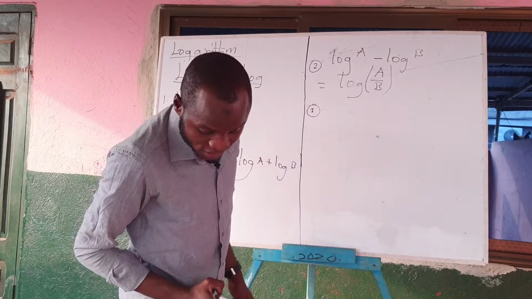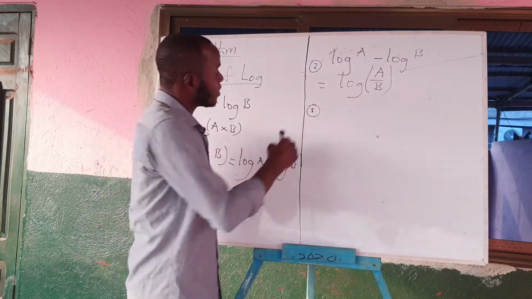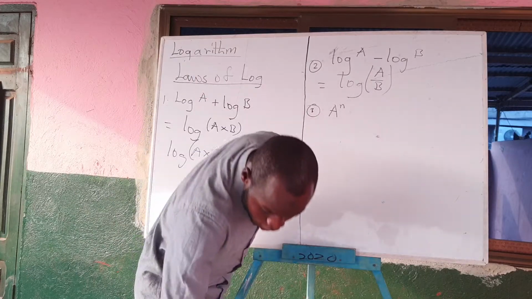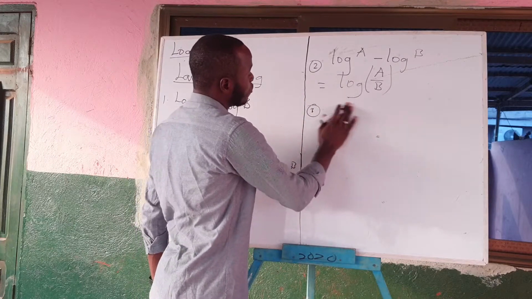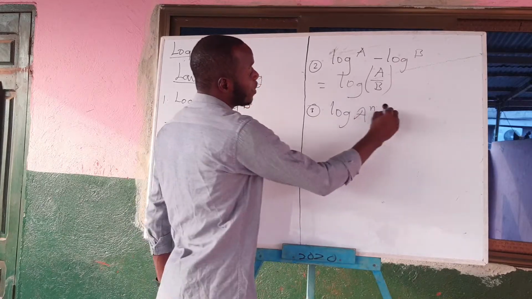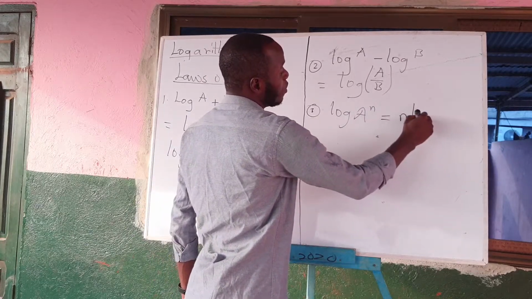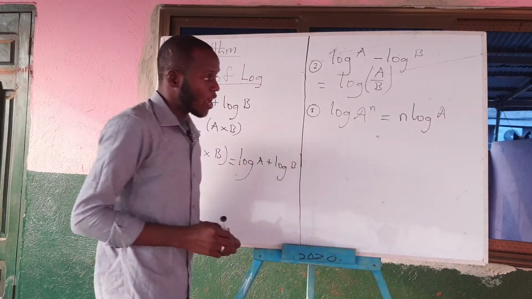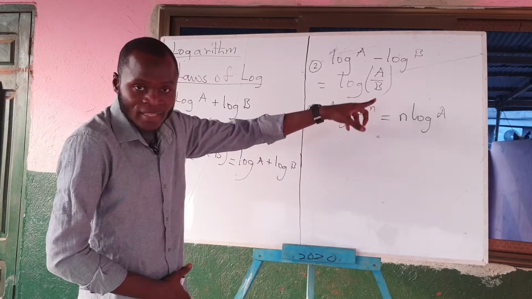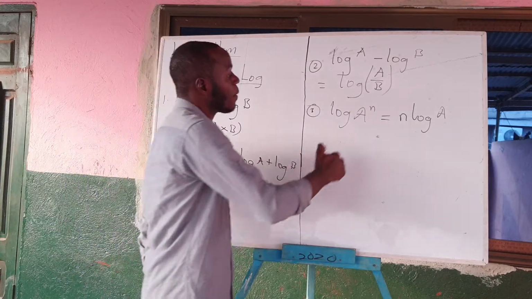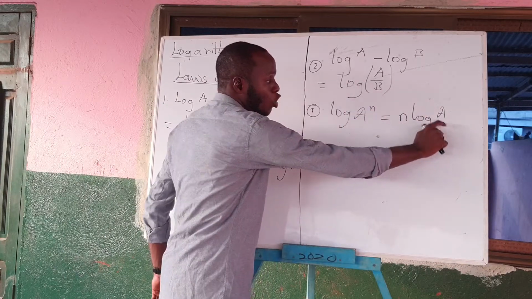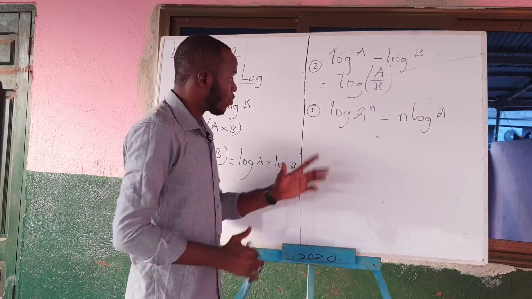The third law says that if you have log of a to the power n, then it should be equal to n log a. So in a nutshell, if you have a log of a certain value and that value has a power, or an exponent, then you can rewrite it by bringing the exponent to multiply the log of a. That is it for the third law.